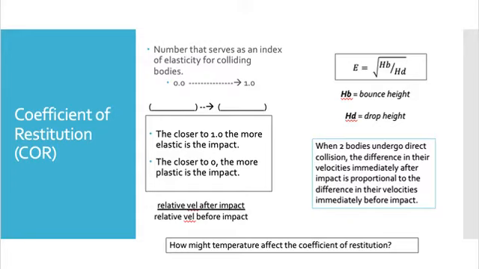The coefficient of restitution has no units. For perfectly elastic collisions, the coefficient of restitution is 1.0, its maximum value. For perfectly plastic collisions, the coefficient of restitution is 0, its minimum value. The coefficient of restitution is affected by the nature of both objects in the collision.